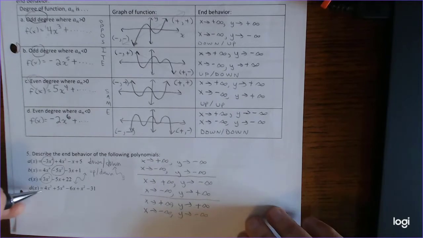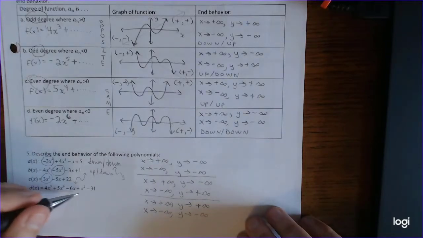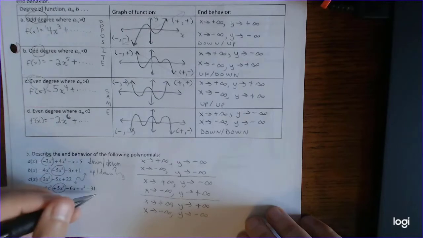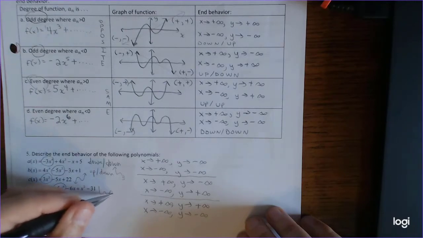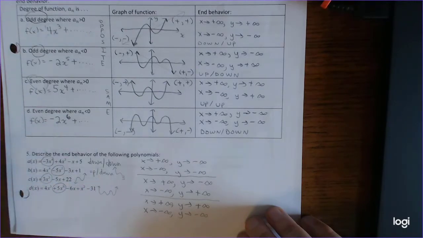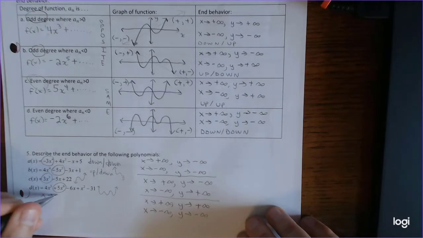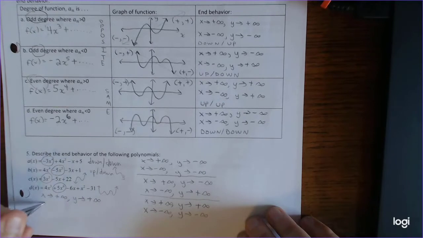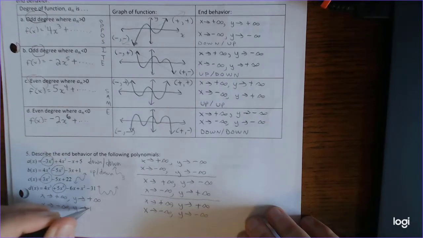And then the fourth one, you have 4x cubed, you have 5x to the sixth, 6x, x squared minus 31, that's your leading term, positive 5x to the sixth. So this one is going to be up, up. So that means as x goes to positive infinity, y goes to positive infinity, goes up. As x goes to negative infinity, y also goes up.